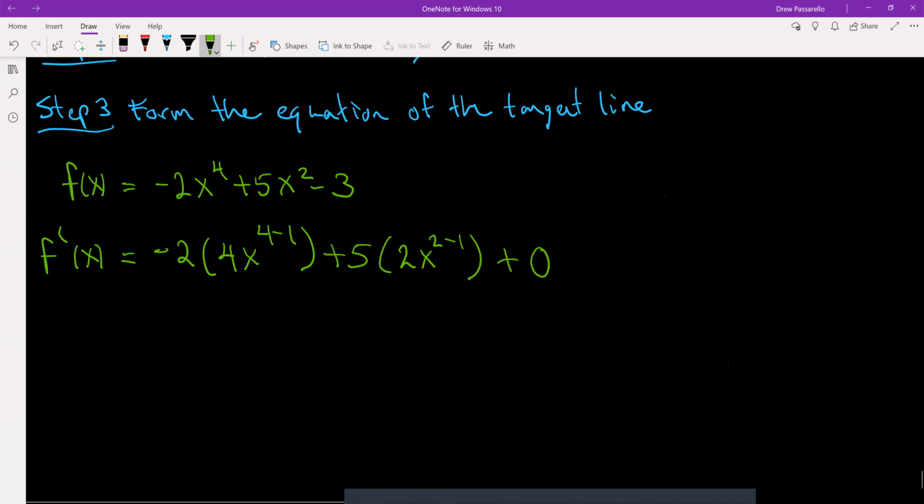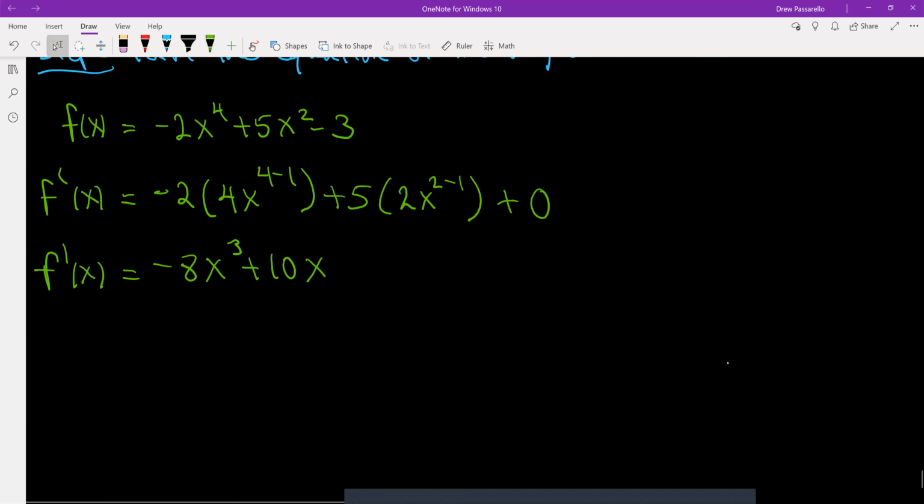All right, so simplifying, f prime of x: negative 2 times 4 is negative 8, and then x to the third power, and then 5 times 2 is 10, so plus 10, and then x, since that's 2 minus 1. All right, that's the derivative.